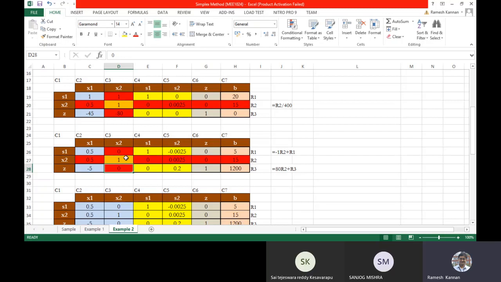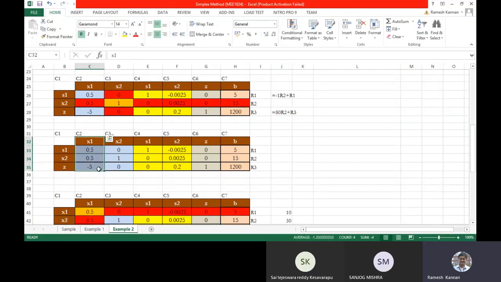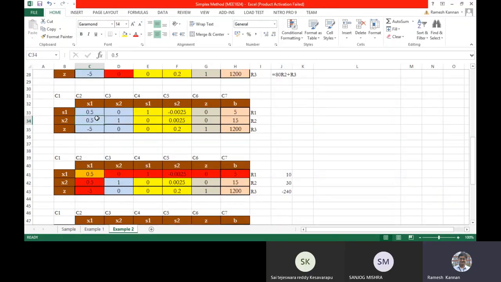The next step is finding the next iteration. To see that, find which has the maximum negative value. The maximum negative value is minus 5, so x1 will be our key column. Then b divided by the key column. For example, 5 divided by 0.5 is 10. Then 15 divided by 0.5 is 30. And 1200 divided by minus 5 is minus 240.